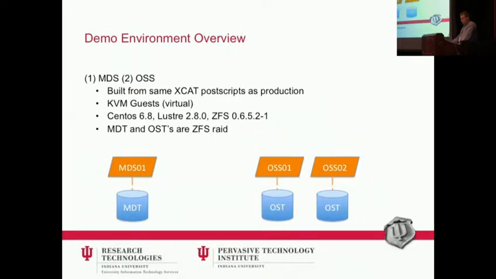And so for our demonstration purposes, we replicated our production environment and sized it down. So we have a single MDS, 2 OSS nodes. We use xCAT to provision our systems. So this demo environment is a logical mirror of our production environment, even though they are running on KVM guests, and obviously the hardware is different. The systems are built exactly the same as production, same versions of everything.